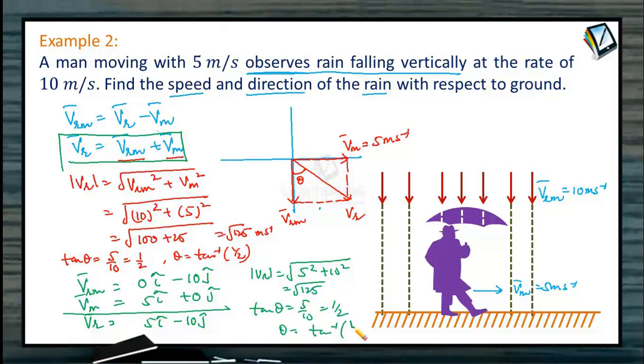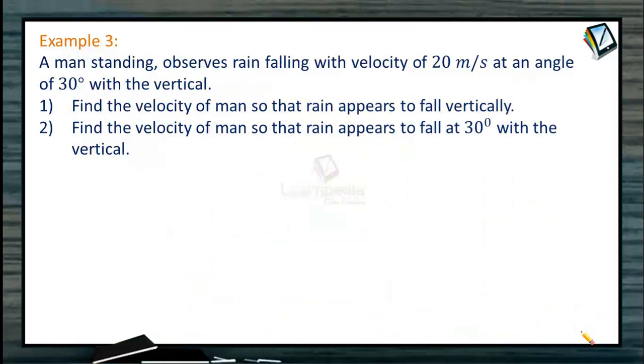Okay, so I have shown you by both the methods. One by drawing the figure, x and y axis, another mathematically writing in terms of i, j, k. Let us do some more problems to understand even more clearly. A man standing observes rain falling with velocity 20 meter per second at an angle 30 degrees with vertical. Find the velocity of man so that rain appears to fall vertically.